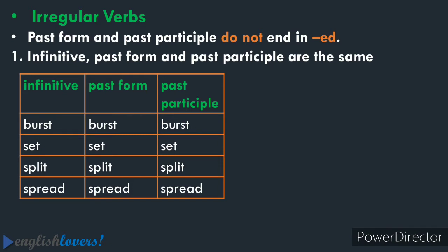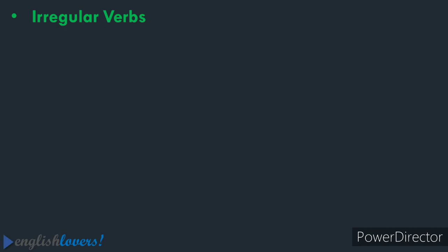Next is set, set, set. Set means put or fix or place something in order. Next is split, split, split. Split means to break into two symmetrical, identical pieces. Next is spread, spread, spread. Spread means disperse.